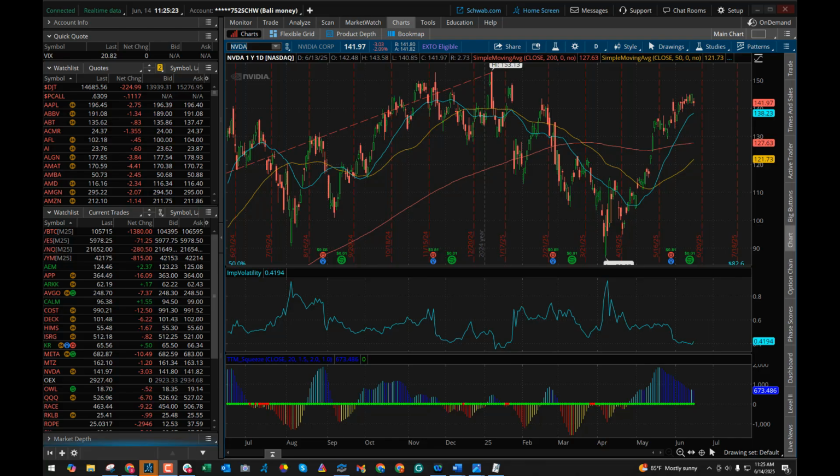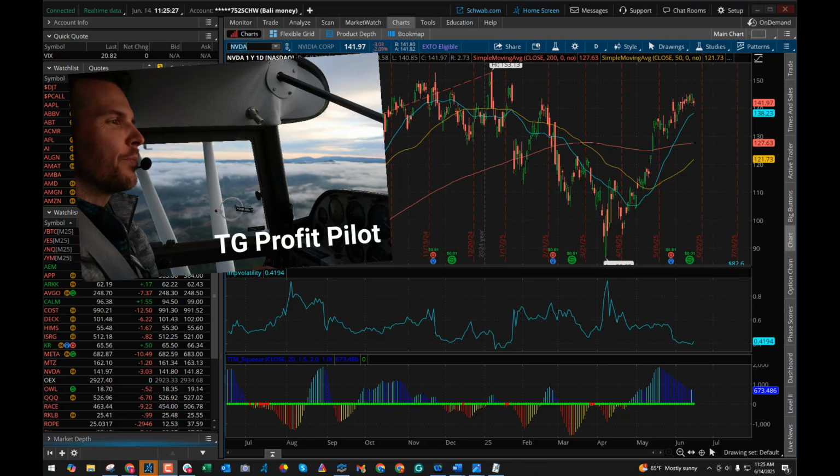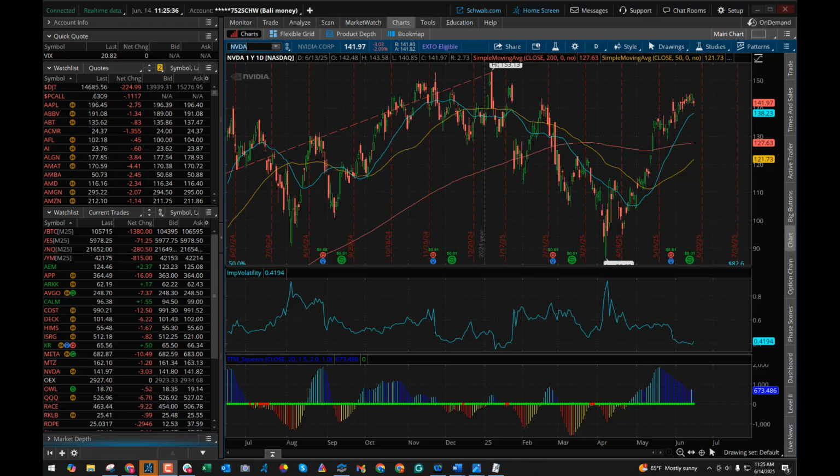The Greeks are just risk indicators. Think of it as if you are an airline pilot piloting a plane. The gauges that tell you your speed and altitude and all that kind of stuff, that's what the Greeks are, and that's what they do. And what they will show you is how the option's price will change in response to factors like price movement, volatility movement, time movement until expiration, things like that.